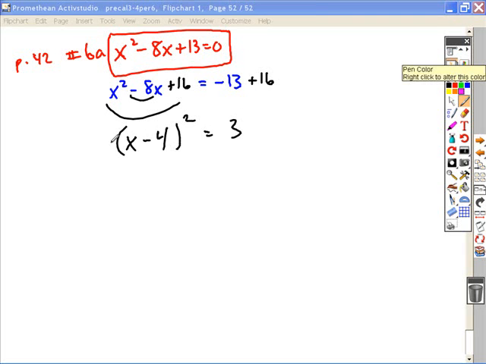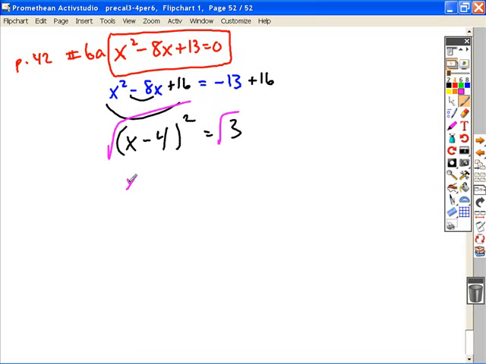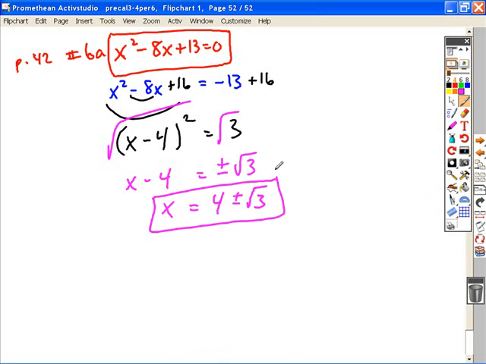And now you can extract the square root, leaving your base of x minus 4 is equal to, taking into consideration the positive and negative root for that. And then just isolate your x by adding 4 to both sides. And so you get your solutions are 4 plus or minus root 3.